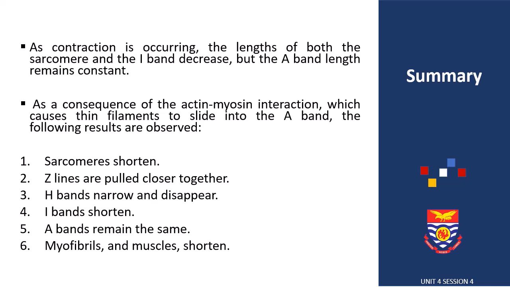And as a consequence of the actin-myosin interaction, thin filaments slide into the A band, and this results in the sarcomere shortening, the Z lines pulling closer together, the H bands narrowing and disappearing, and the I bands also shortening. The A bands remain the same, and the myofibrils and the muscles therefore shorten.